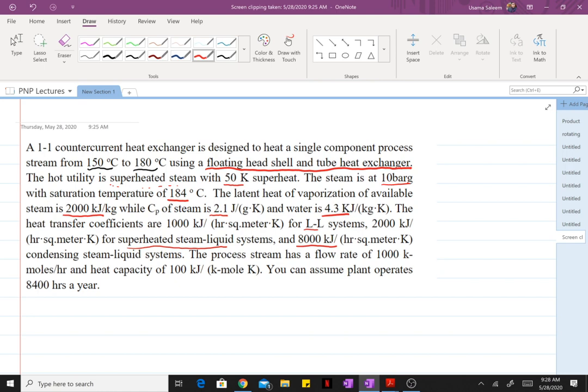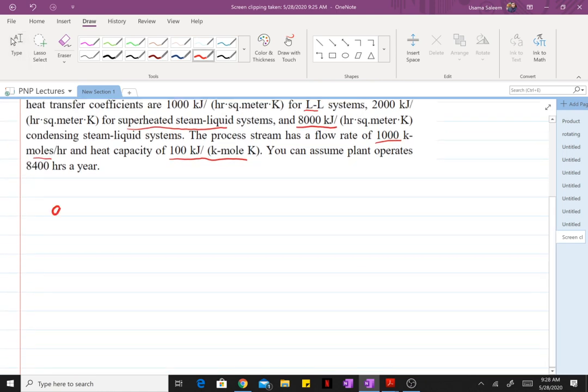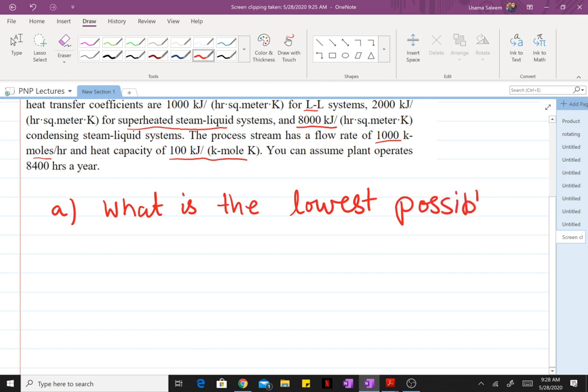The process stream has a flow rate of 1000 kilomoles per hour and a heat capacity of 100 kilojoules per kilomole Kelvin. Okay. Now, our first question is going to be, what is the highest? Actually, what's the lowest? Let's start with the lowest possible outlet temperature of our steam utility.